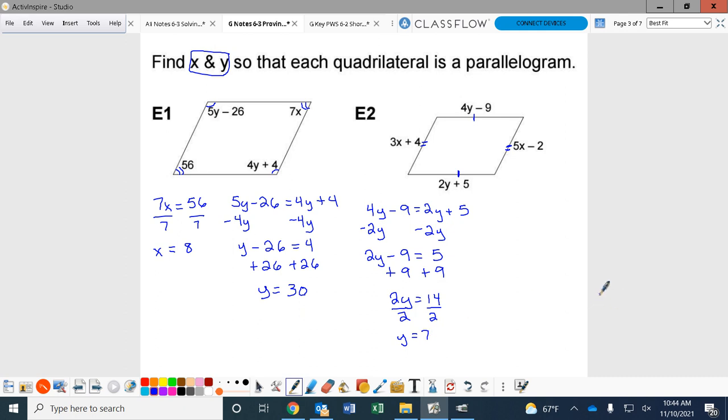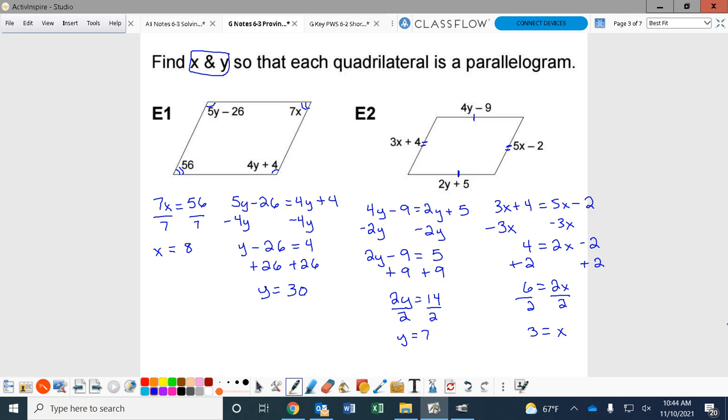Guys, do you have to solve for y first? No, I'm just showing you that it doesn't matter which one you solve for first, just as long as you can get both answers. For the x, it would be 3x plus 4 equals 5x minus 2. Solve that for x, you would minus 3x, minus 3x. That makes it 4 equals 2x minus 2. Add 2. 6 equals 2x. Divide by 2, and 3 equals x.